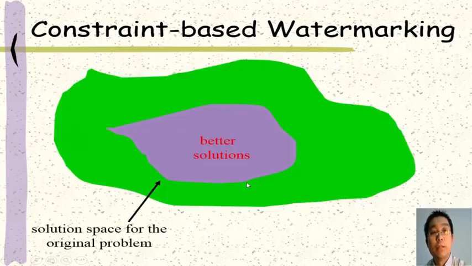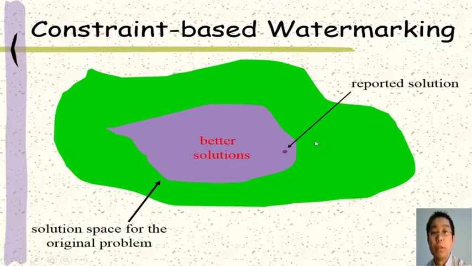Finally, we consider IP invention as solving a hard problem. The requirements for the IP are the constraints that any solution needs to meet to be a solution for the problem. The value of the IP will be measured by the quality of the solution. We now show the concept of cutting solution space behind the constraint-based watermarking approach. This green area shows a solution space to our original problem. The purple area in the middle shows the solution space of better solutions.